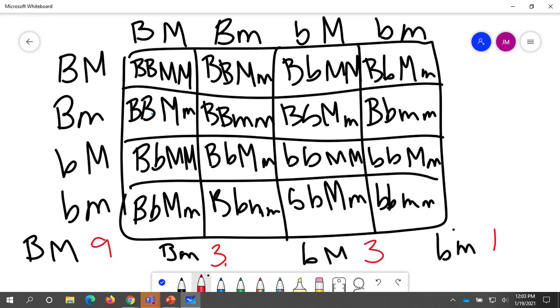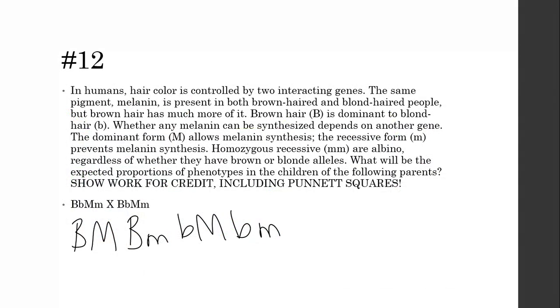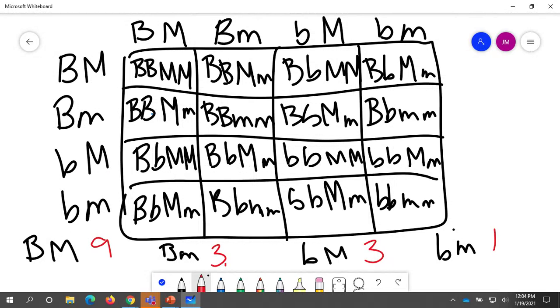And since we know our total is 16, we can get proportions of 9, 3, 3, 1. So you can do this for number 12.